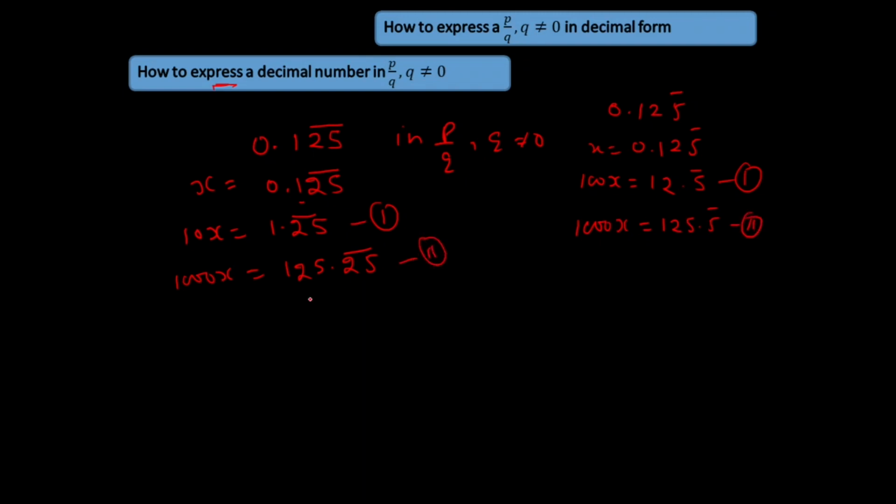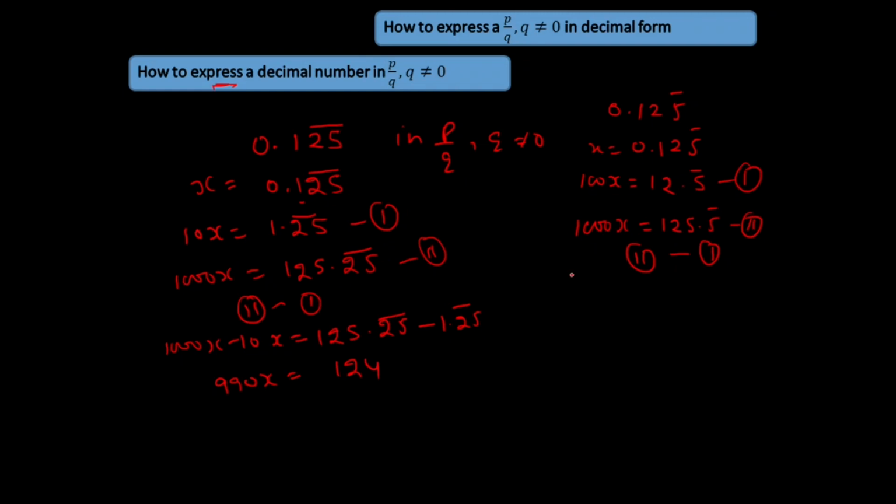Now I have to follow the same steps. Subtract 1 from 2. Here subtract 1 from 2. So what is this value here? This is 1000x minus 10x. This value is 125.25 bar minus 1.25 bar. This is 990x and this value is 124. Here x is nothing but 124/990. Just simplify this. This will go by 2.